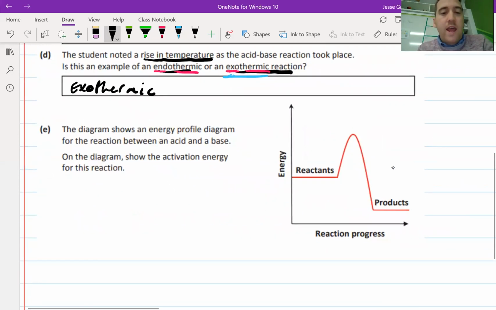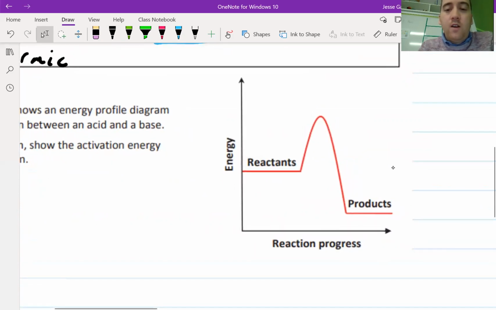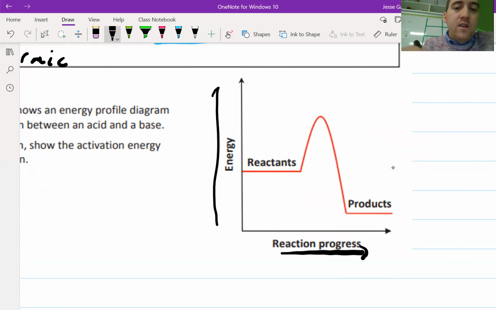The diagram shows an energy profile diagram for the reaction between an acid and a base. On the diagram, show the activation energy for this reaction. Here we have a graph that shows the reaction progressing. As we go from left to right, time is passing and the reaction is going more and more finished. As we go up the y-axis, it's showing us the amount of energy that these things have. Here we're seeing that the reactants have more energy than the products. Look, the products' energy is down here. Reactants have this much energy, products have that much energy.